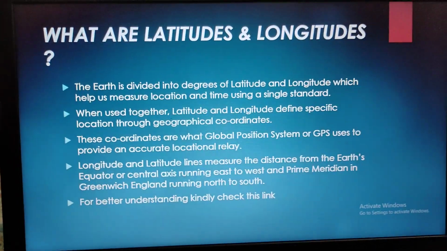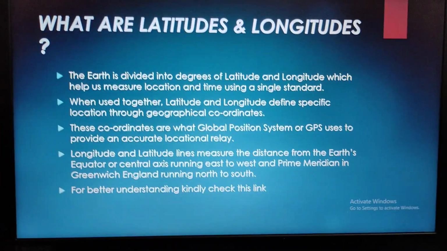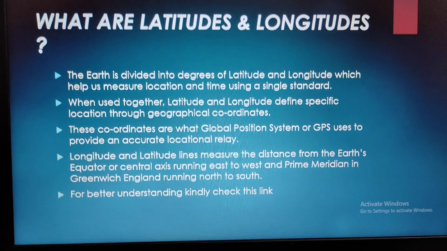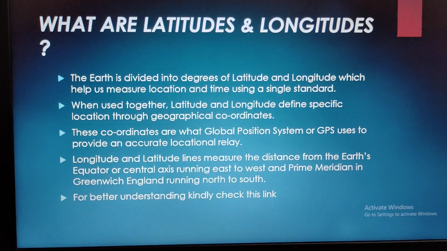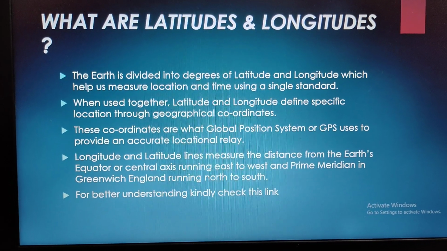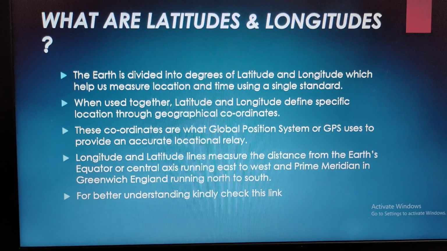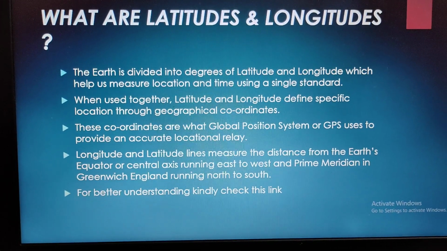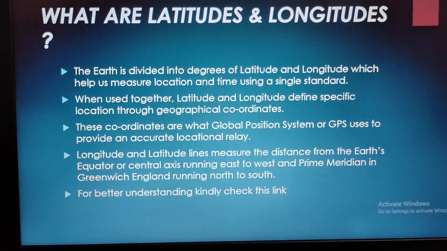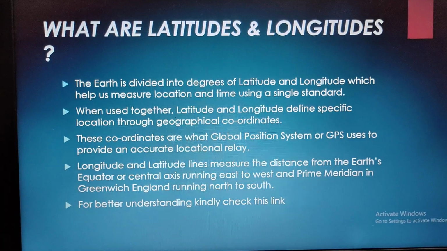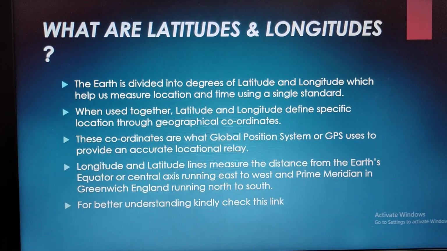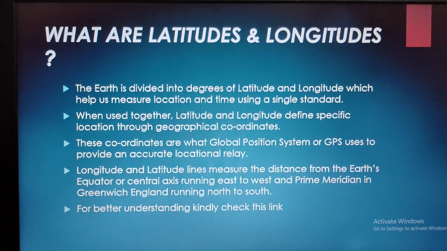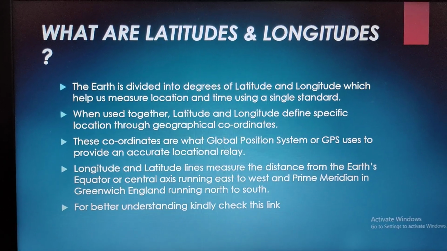Now, what are latitudes and longitudes? The earth is divided into degrees of latitudes and longitudes, which help us measure location and time using a single standard. When used together, latitude and longitude define a specific location through geographical coordinates. Those coordinates are what Global Positioning System or GPS uses to provide an accurate locational relay.